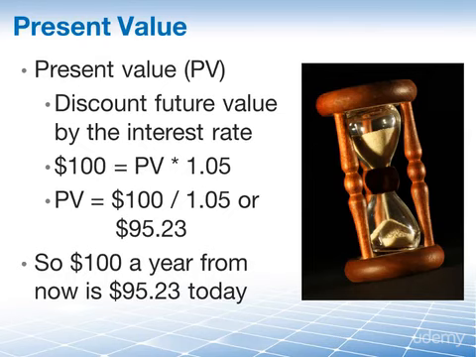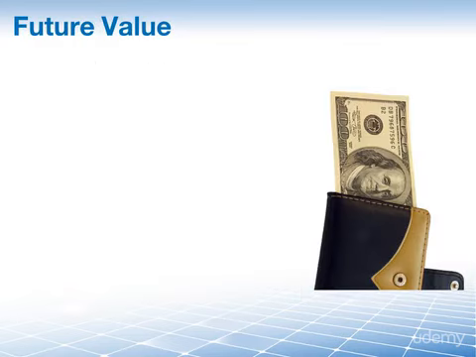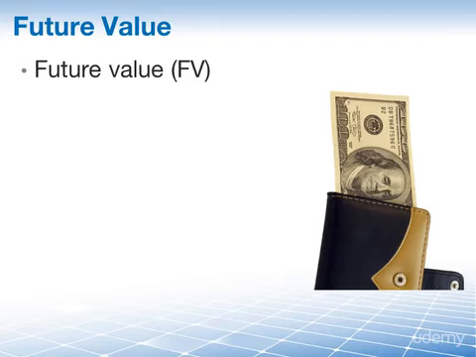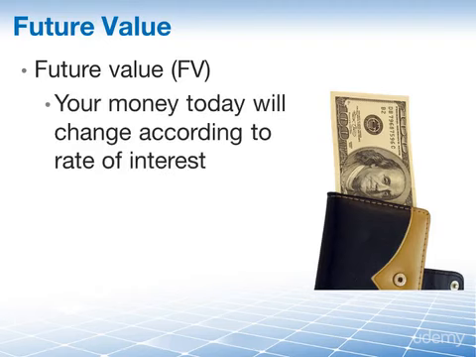So the present value of $100 in a year from today at 5% interest is $95.23. And of course, now we can turn this around and look at the future value and say, well, if I give you $100 today at a 5% discount, what value does that $100 today have in a year from now? Because your money today will change according to the rate of interest. It'll grow. And of course, it looks like this.